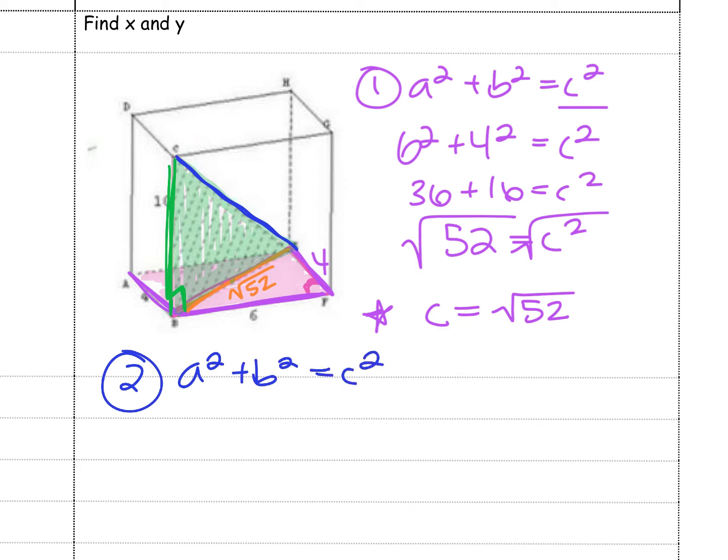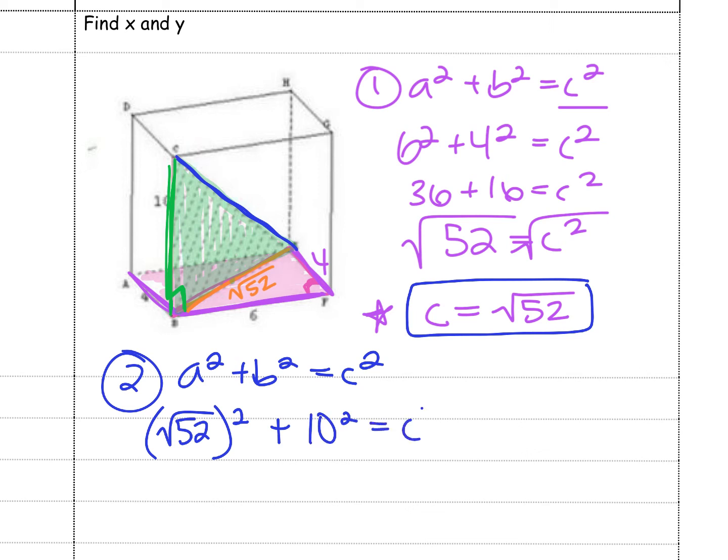My one leg is orange. That's this answer here, square root of 52. So I'm going to say the square root of 52 squared. Not even going to bother with the decimal, just leave it the way it is. Plus my green side, which is 10 squared, equals the hypotenuse, the blue line I'm trying to find. How diagonal is that box?